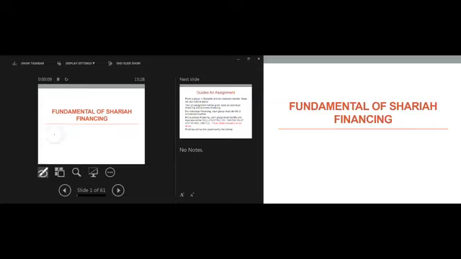Today's topic is really interesting. It is looking at the fundamentals of Sharia financing. I know that this might be a basic topic for you because you have already gone through a lot of Sharia concepts and fundamentals. But for the sake of credit management, we'll be covering back what Sharia financing actually is.